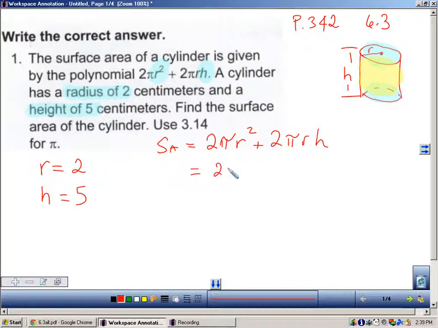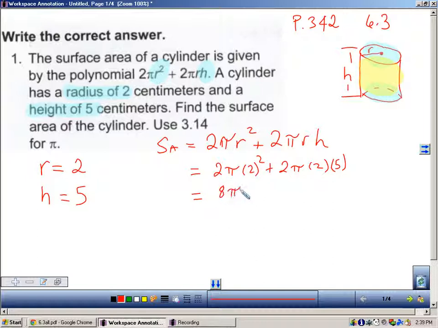2 pi times 2 squared plus 2 pi times 2 times 5. You notice that I leave pi alone? You can multiply in any order you want. It's the commutative property, so 2 squared is 4 times 2 is 8. Remember that. 2 squared is 4 times 2 is 8.